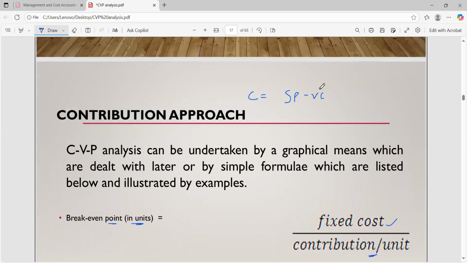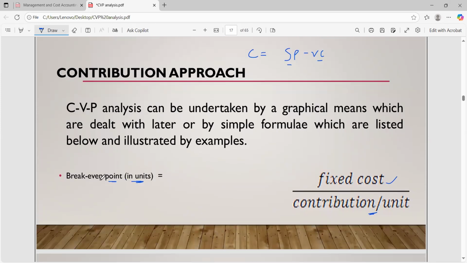So you can be given total variable cost. You can be given total sales. You need to divide them by their respective quantity to determine contribution per unit. That is when you are finding break-even point in unit, BEP in unit.